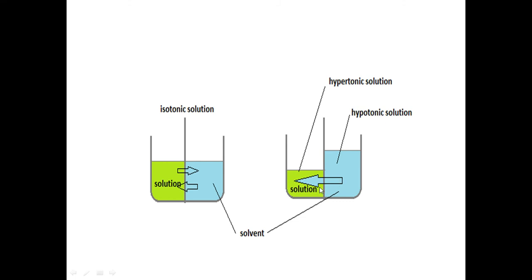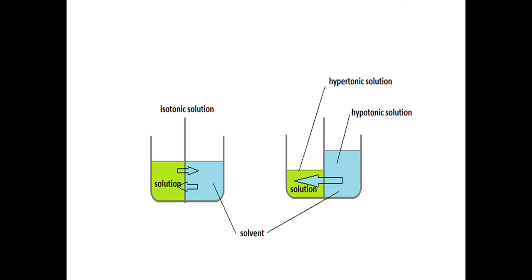You can see here in this diagram, this is your hypotonic solution. Hypo means there is a low concentration of solute. For hypertonic, that means there is a high concentration of solute and low concentration of solvent. I repeat again, hypo and hyper are used for showing the quantity of solute. Hyper means high quantity of solute, hypo means low quantity of solute.